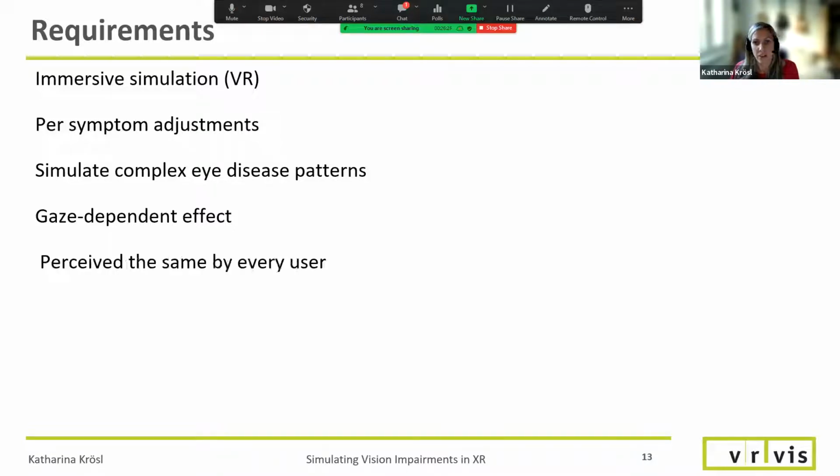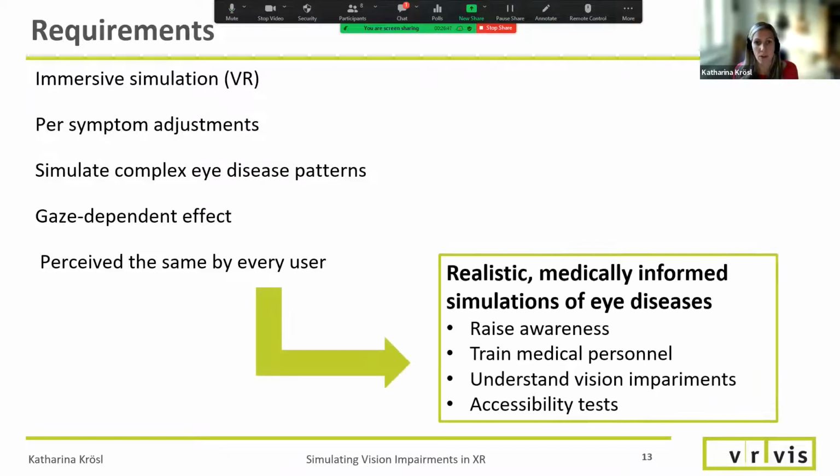If we want to use these simulations for user studies with healthy subjects, we need to make sure that our simulation is perceived similarly by every user. Only then can we get meaningful results from statistical evaluations. So to sum this up, our final goal is to create realistic, medically informed simulations of eye diseases that can be used to raise awareness, train medical personnel, and help us understand the impacts of vision impairments on perception better, and also help architects and designers to test their designs for accessibility.